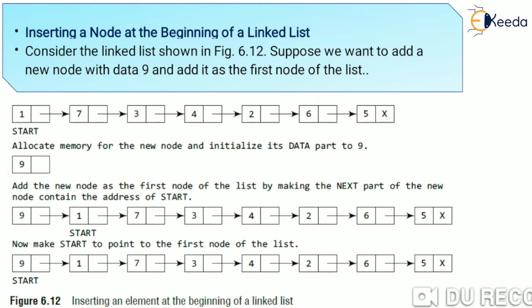So in the next step, as you observe, now the start is 9, because the rule is that start is always pointing to the first node, and it has the address of the next node. So our start is shifted to 9 as it is the first node. This is the systematic insertion of a new node at the beginning of the singly linked list.